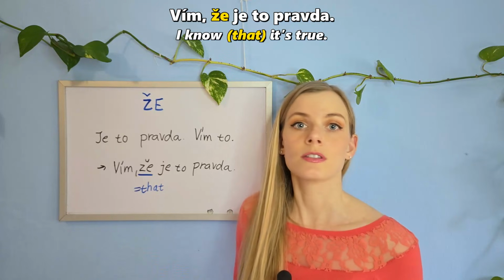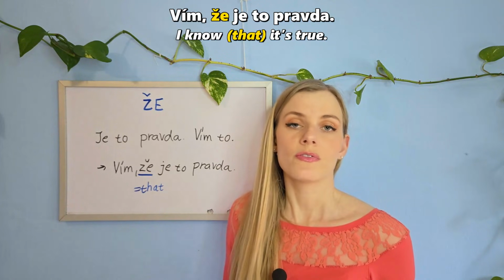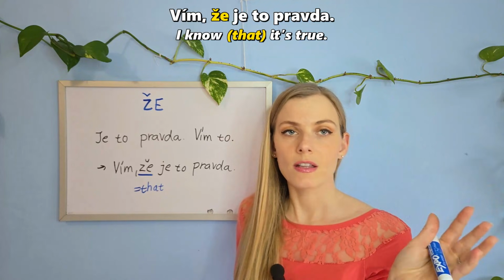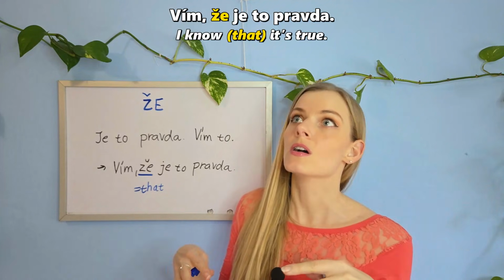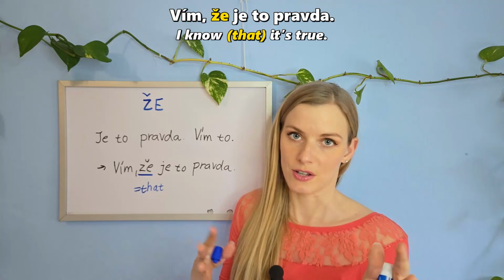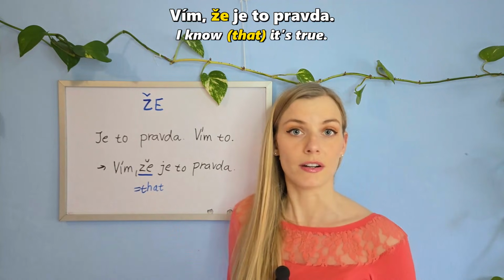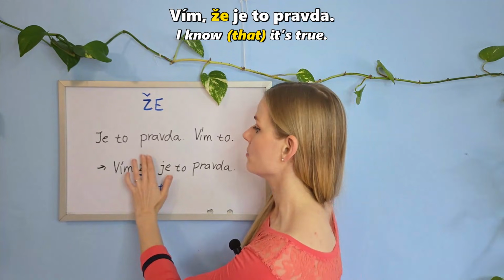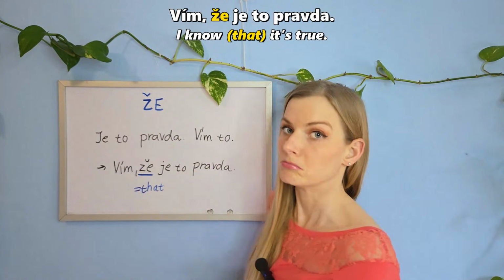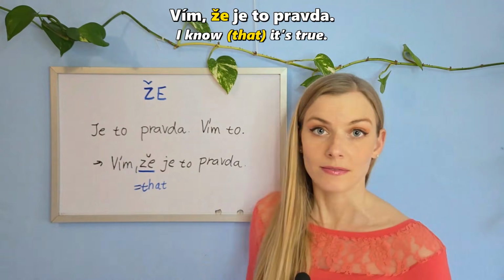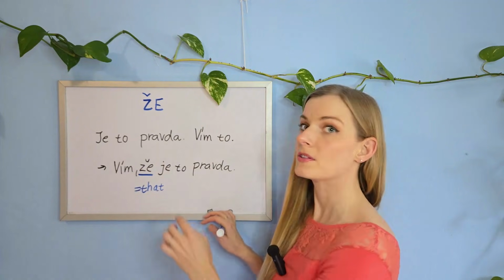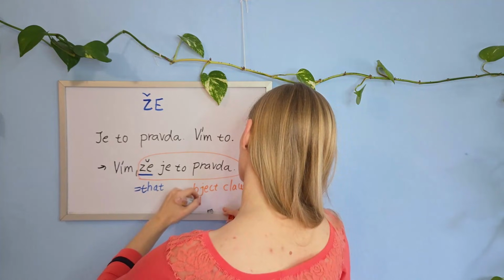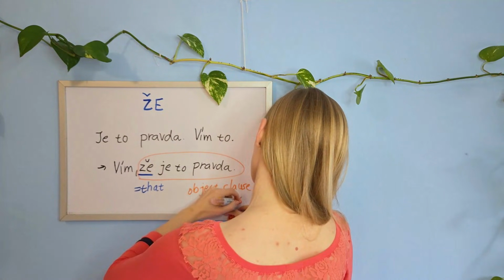And this is what people naturally often forget when they speak Czech. They often think in English, I know it's true, vím, je to pravda, but there is something missing. The že part is missing. Unless you really wanted to say, I know, comma, it is true. Vím, že je to pravda. This že part is called the object clause. Or we could also say that clause. We can also refer to it that way.